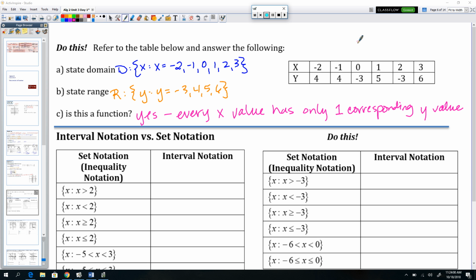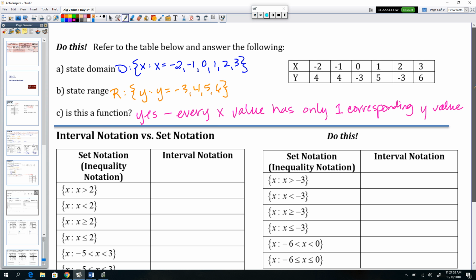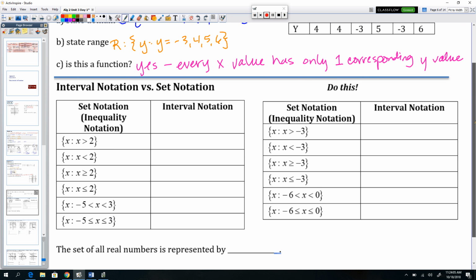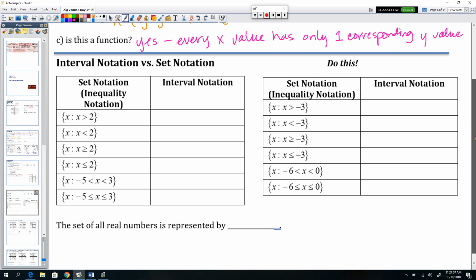Let's take a look at interval notation versus set notation. From now on, when we have a continuous function, so we've been looking at those discrete functions that are just a set of points. Most of Algebra 2 will be looking at continuous functions where things go up and down and we don't pick up our pencil at any point, and these functions live for all this time instead of individual set points.